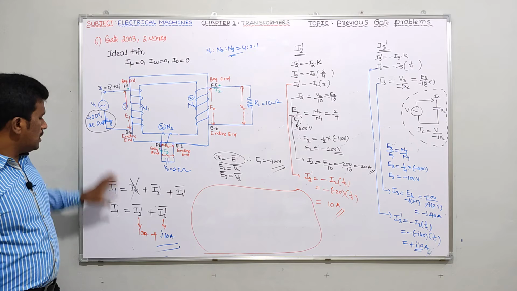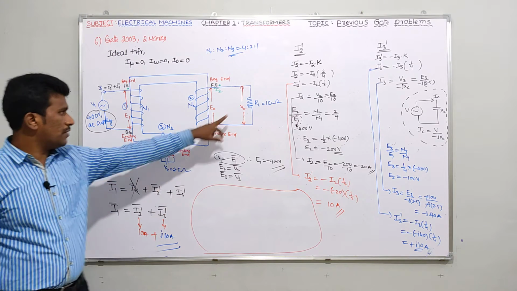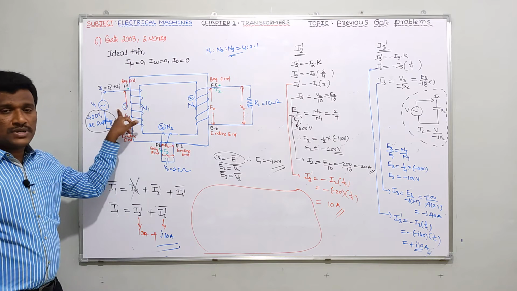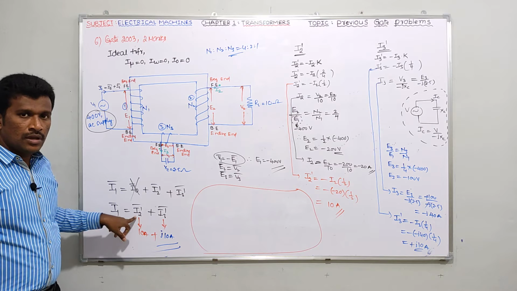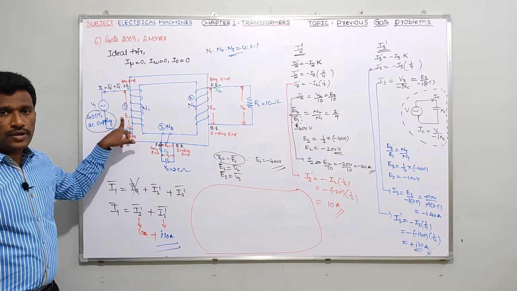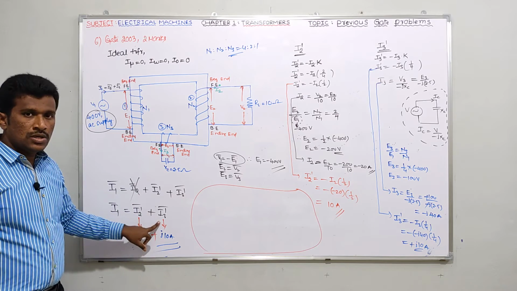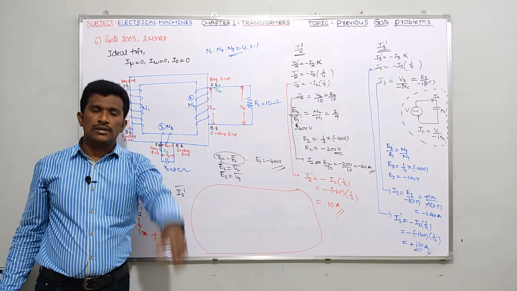One simple thing you have to remember. I1 is the sum of I2 dash and I3 dash. If I refer RL towards the primary, it becomes RL dash, and the current flowing through RL dash is I2 dash. If I refer XC towards the primary, it becomes XC dash, and the current flowing through XC dash is I3 dash. So you have to connect this RL dash and XC dash in parallel.